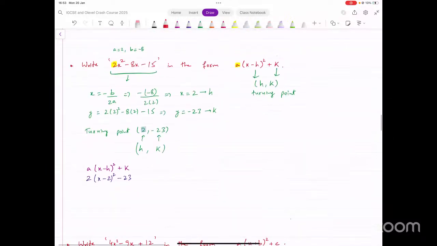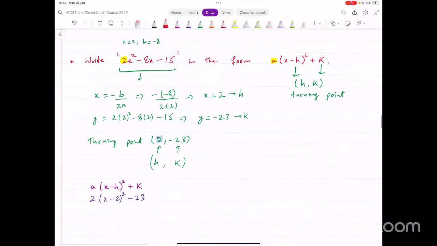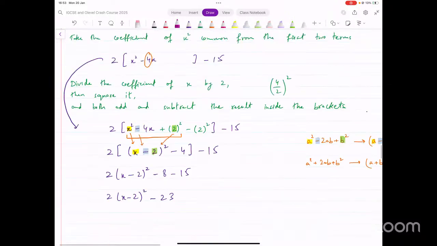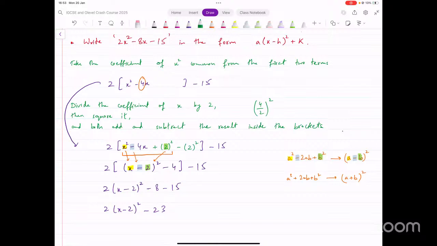One is using the minus b over 2a formula. You find the turning point first of all, put that in this standard form, a into x minus h whole squared plus k. The other is this more common method where you take the coefficient of x squared common outside, divide the coefficient of x by 2, then square it, add and subtract it inside the brackets. Then you get one of these two forms, a squared minus 2ab plus b squared, or a squared plus 2ab plus b squared. You write it in that form, simplify everything, and you get your completed square form for that.